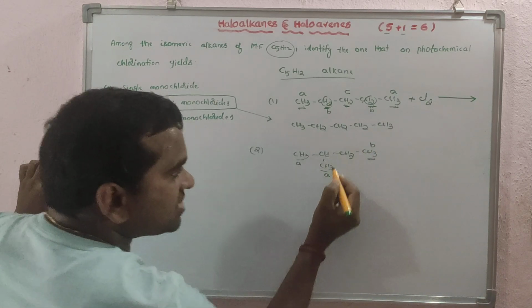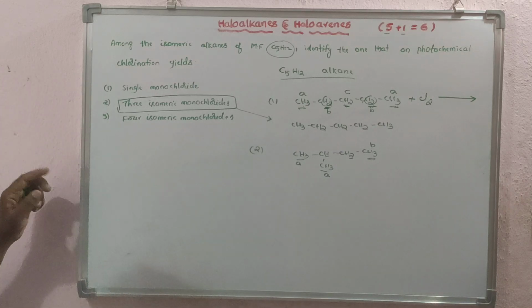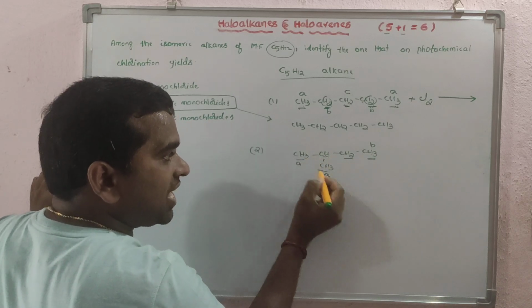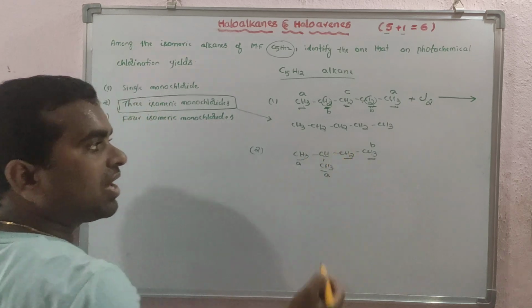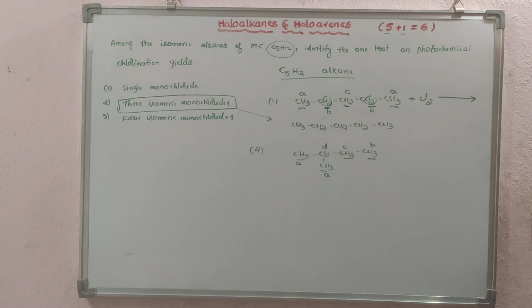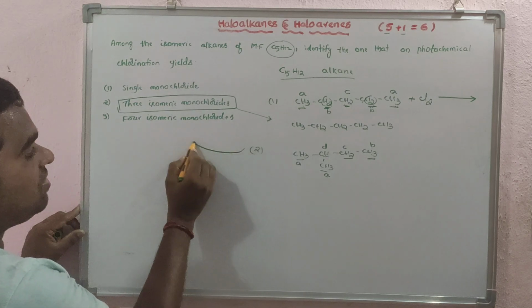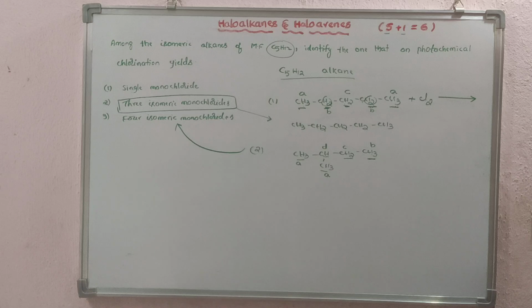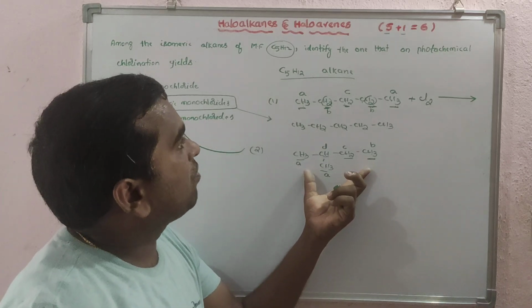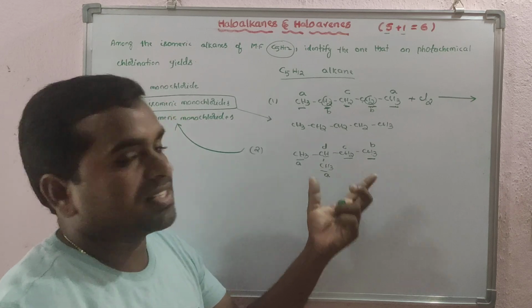Compare here CH2 and CH hydrogens. Are both same or different? These are also different. Why? This CH2 is attached to CH3, but this CH is attached to 2 CH3. So that's why both are different. If I take this as C and this as D. Clear? Now, how many types of hydrogen atoms are present in this compound? 4. So how many monochloride products will it give? 4 isomeric monochlorides.